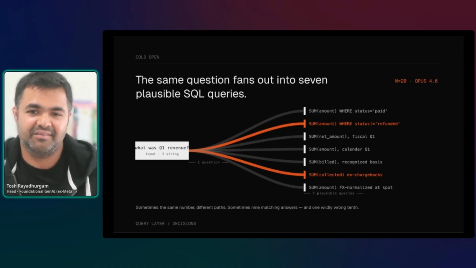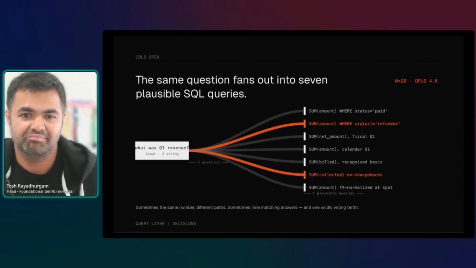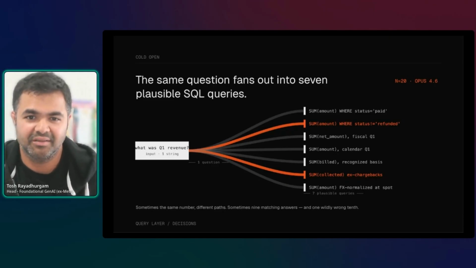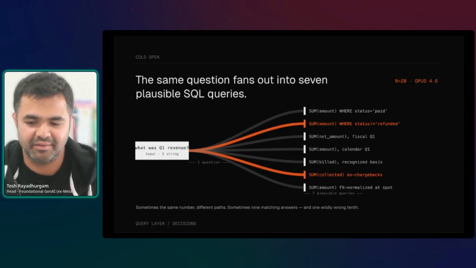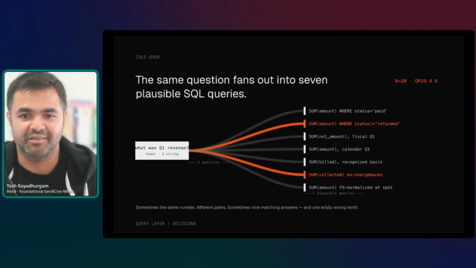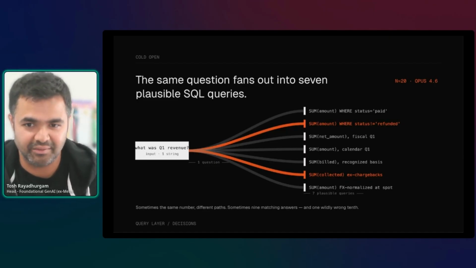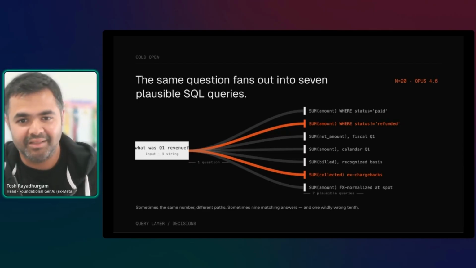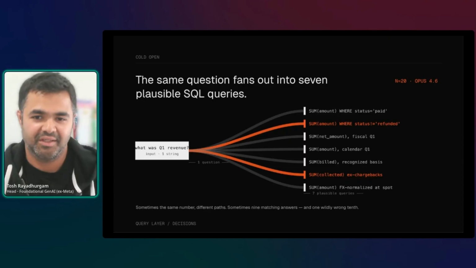The picture here is a dbt Labs benchmark from earlier this year. There were 11 questions, and they did 20 runs each, with frontier models on an insurance data set. For one question, the same question and same data, you get this whole fan out.